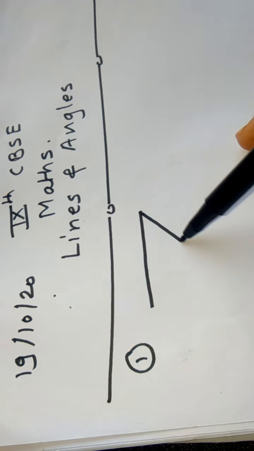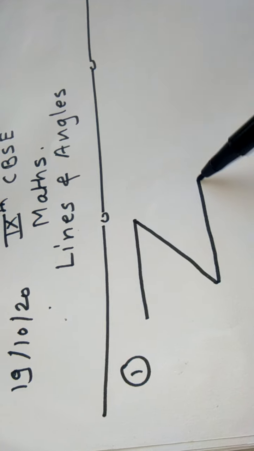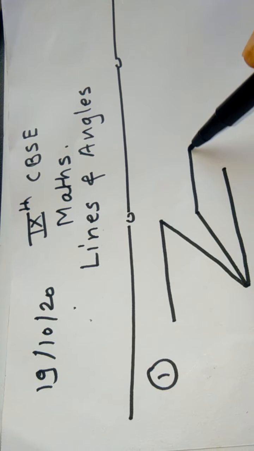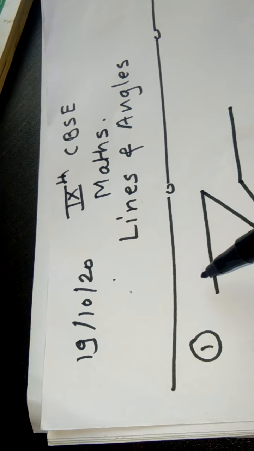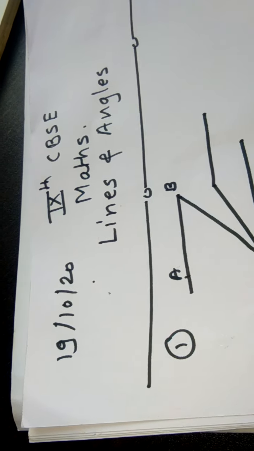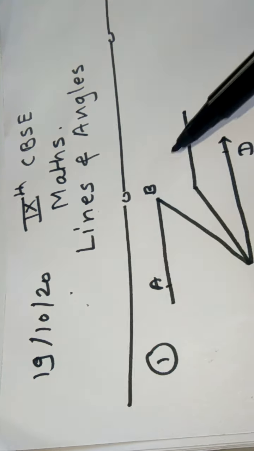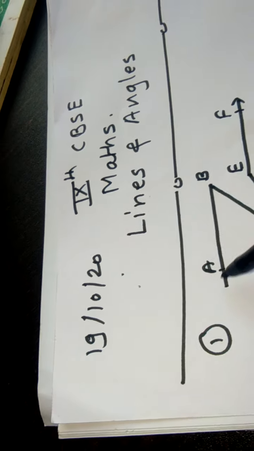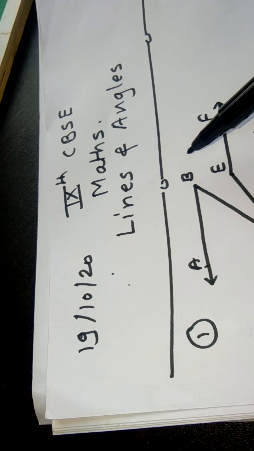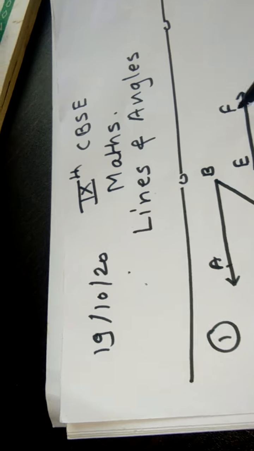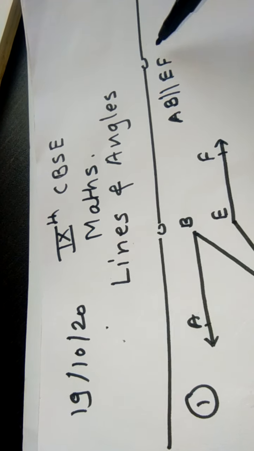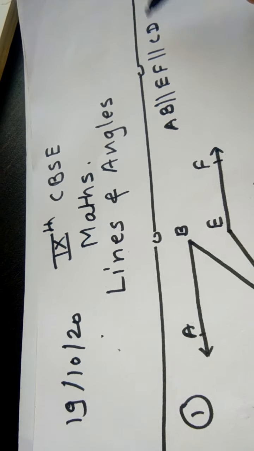See, this is the figure. A, B, C, D, point E and point F. Line AB is parallel to EF. EF is parallel to CD. AB is parallel to EF, which is parallel to CD.